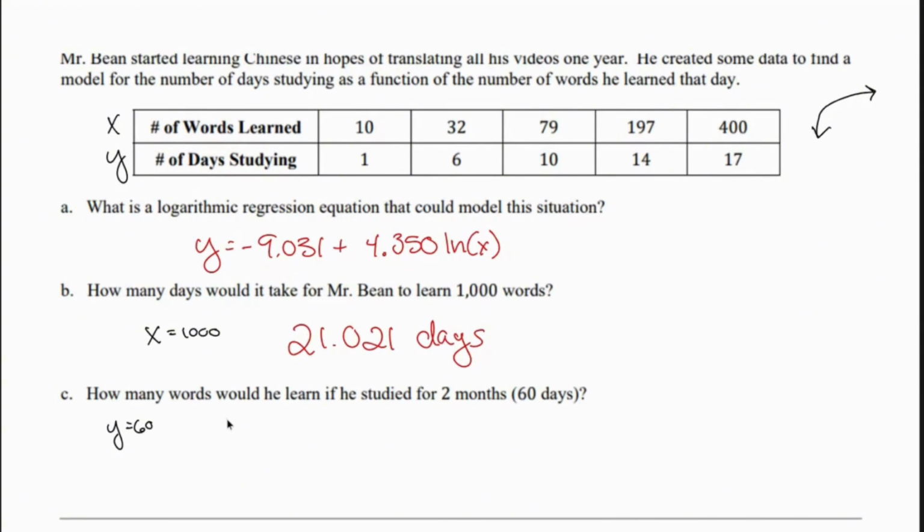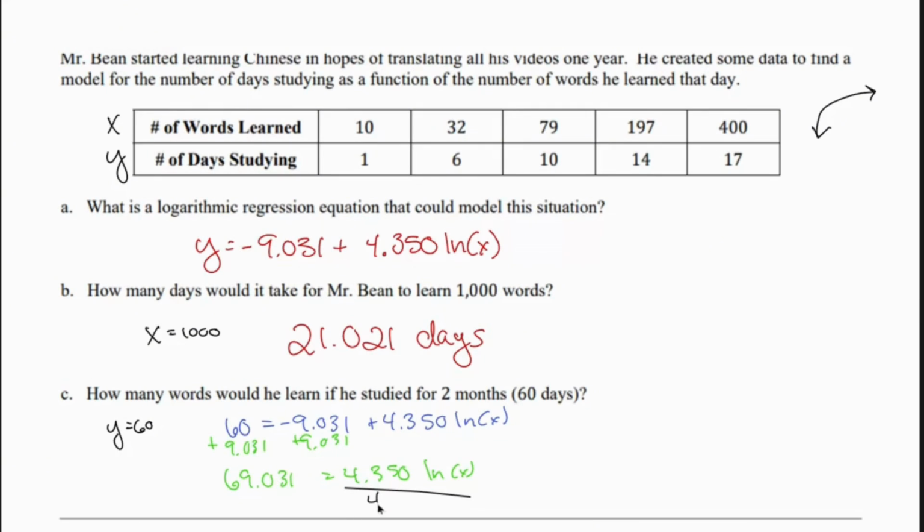Okay, so if I replace y with 60, 60 is going to equal negative 9.031 plus 4.350 ln of x. In order to get x all by itself, we need to add 9.031 to both sides. That'll give us 69.031 equals 4.350 ln of x. Now we divide both sides by 4.350.